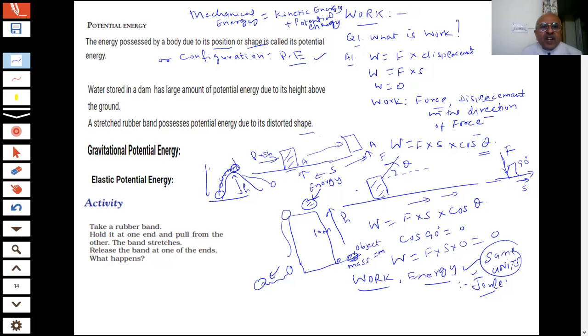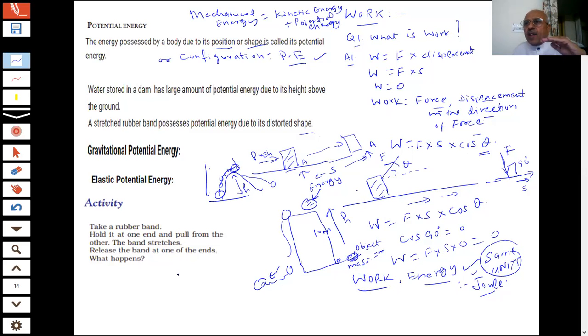The elastic potential energy, for example. Now we are taking some activities, students, to show what we are talking about. Take a rubber band, hold it at one end and pull from the other. The band stretches. Release the band at one end. What happens? Rubber band, stretch it, leave it. What happens? It comes back. So when you stretched it, student, you did work. You did work in stretching, and there is now energy stored in it. As soon as you release it, that energy is there. So what happens? It comes back to the original form, student.